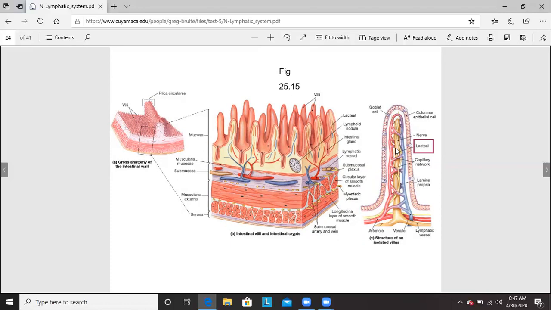Now, don't confuse a villus with microvilli, you can barely see them. These are microvilli on the surface of these cells. A villus is a pretty big thing, and it can have a lacteal inside of it.